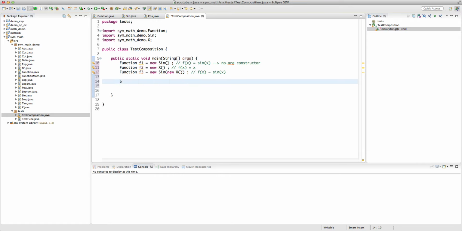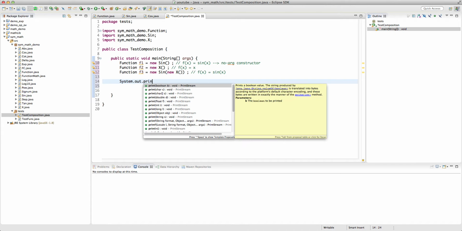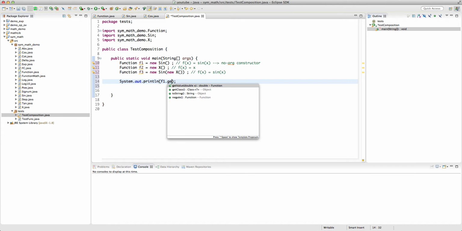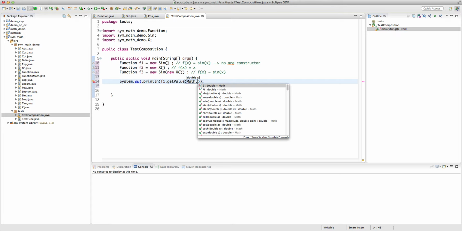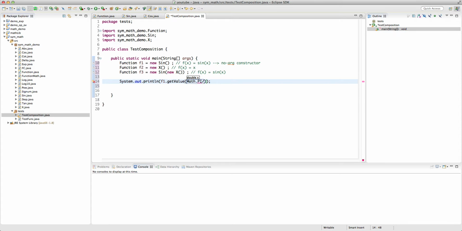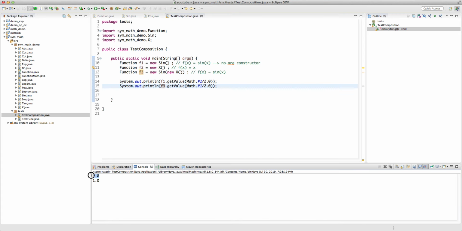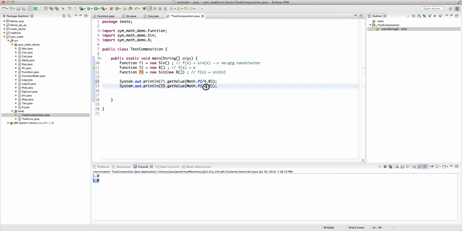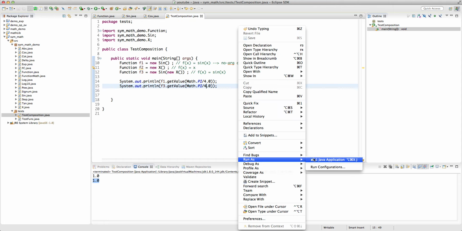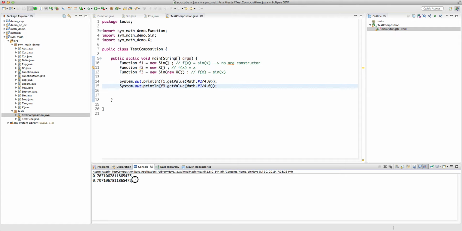So let's check this. System.out.println f1 get value, and in the get value we are going to write Math.PI over 2, which should return 1. And then we do the same thing for f3. If we write pi over 4, should be 1 over square root of 2, 0.707.